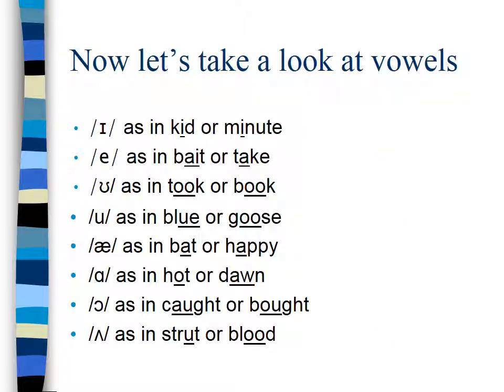Let's look at some vowels when it comes to transcription. We discussed previously the different vowel phonemes and the diphthongs. So we have the I in kid, A in bait, in took, U in blue, A in bat, Ah in hot, Aw in caught, and in strut.